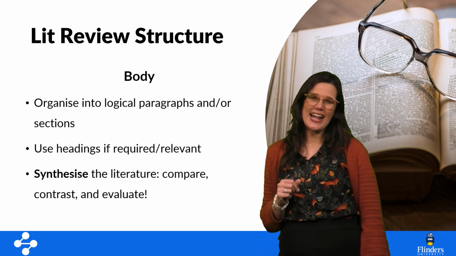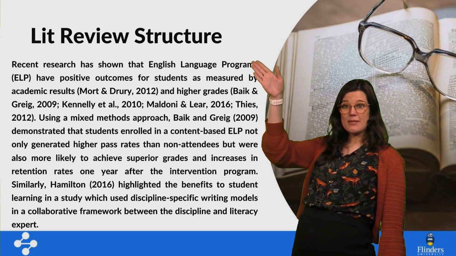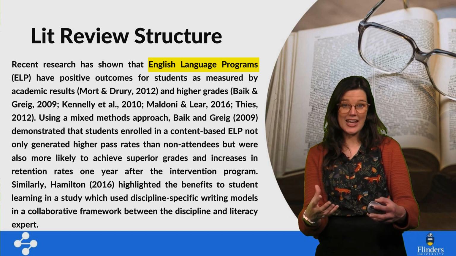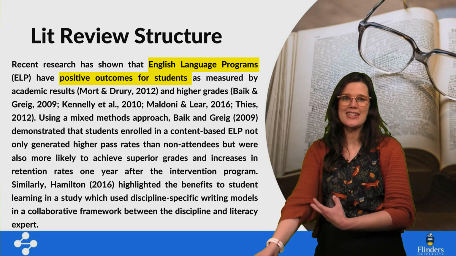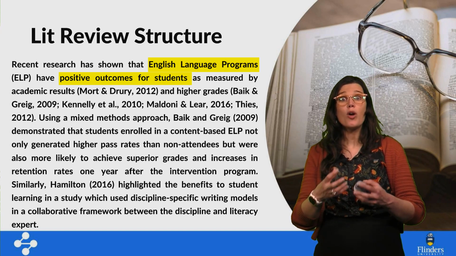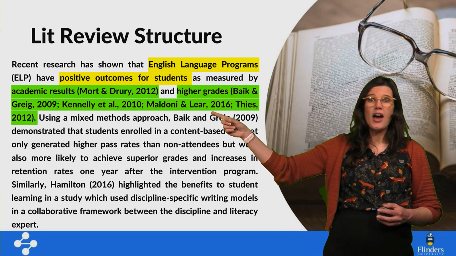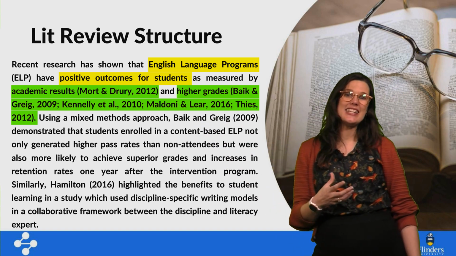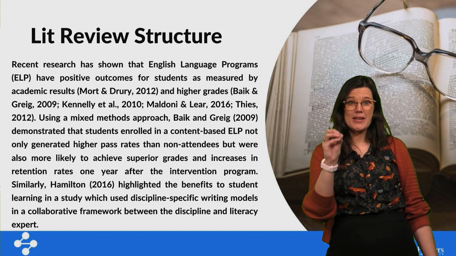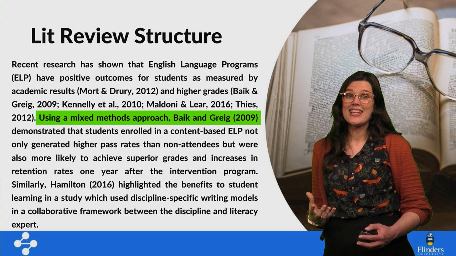So let's have a look at an example. Okay, so you can see how we move from the topic sentence up the top here, which outlines both what this is talking about, that it's about ELP programs and outcomes for students. And at the same time, it's giving us an idea of what research has been done in this area, what those outcomes have been shown to be. So we've got Mort and Jury, and then we have a bunch of citations for studies that show that this results in higher grades. We then narrow in and focus on the methods of one particular study that was done and what that showed.